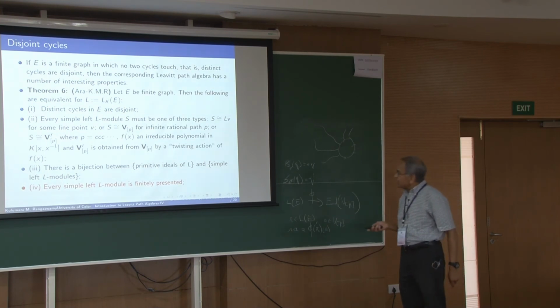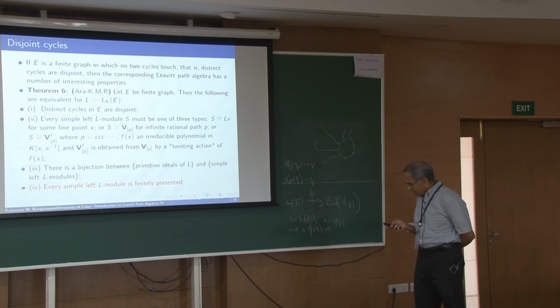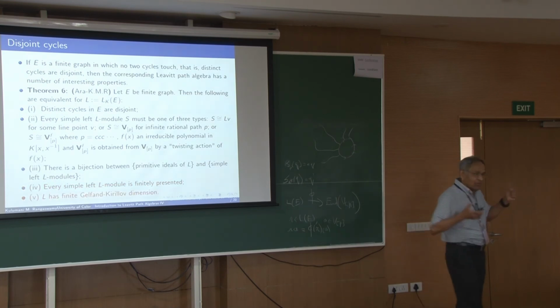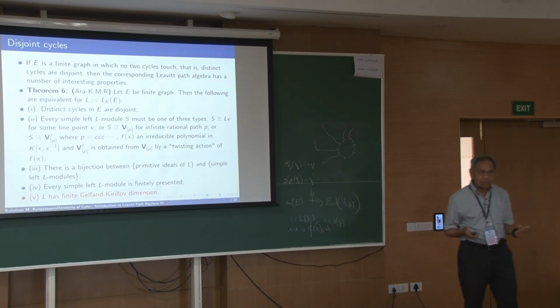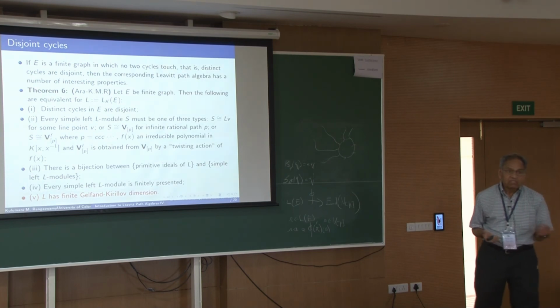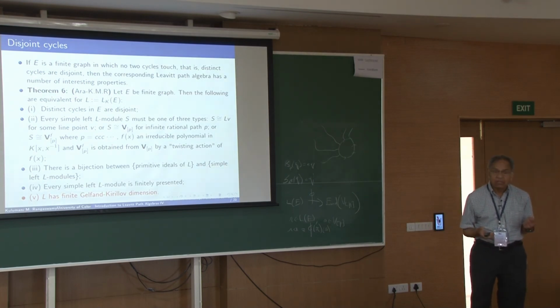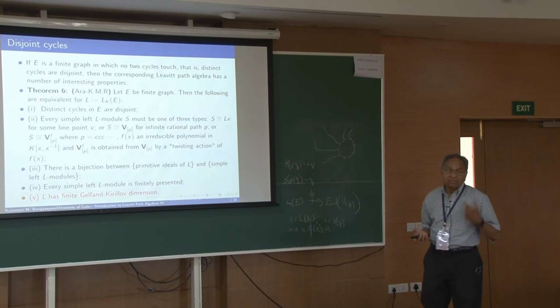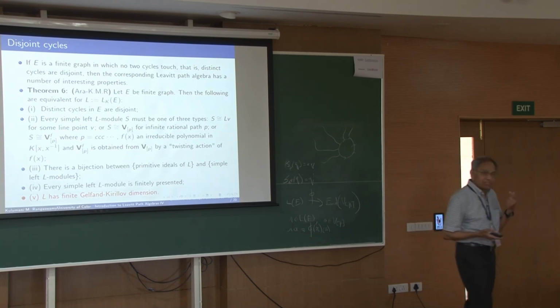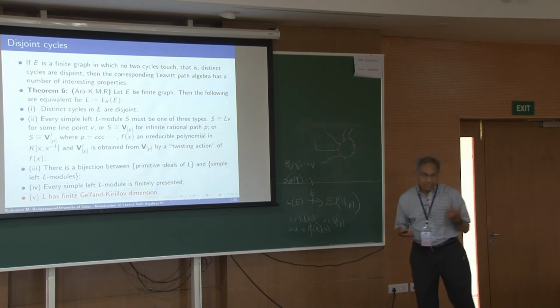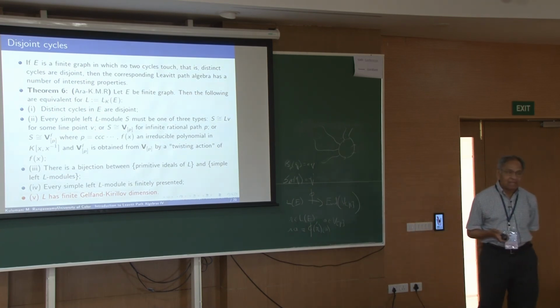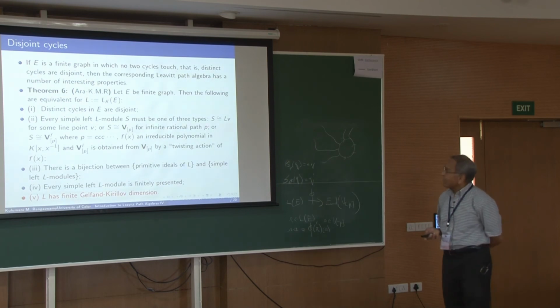Well, let me mention this. Every simple module will be finitely presented, and the last one is that you can actually measure its polynomial growth. So the GK dimension of this Leavitt path algebra is finite. So it's really interesting. Just this one graph property implies a lot of nice properties of the path algebra here.